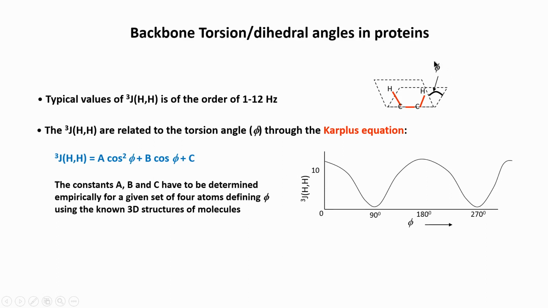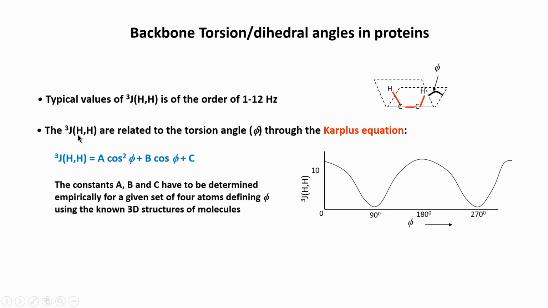Now, typically in proteins and amino acids, this 3J HN H alpha value will be of the order of 1 to 12 hertz. This is a number we should keep in mind, because this is the range one should know for the value of a 3 bond coupling. This is called a vicinal coupling. We have seen in the first part of this course what is called a geminal coupling, which is 2 bond, and vicinal coupling.